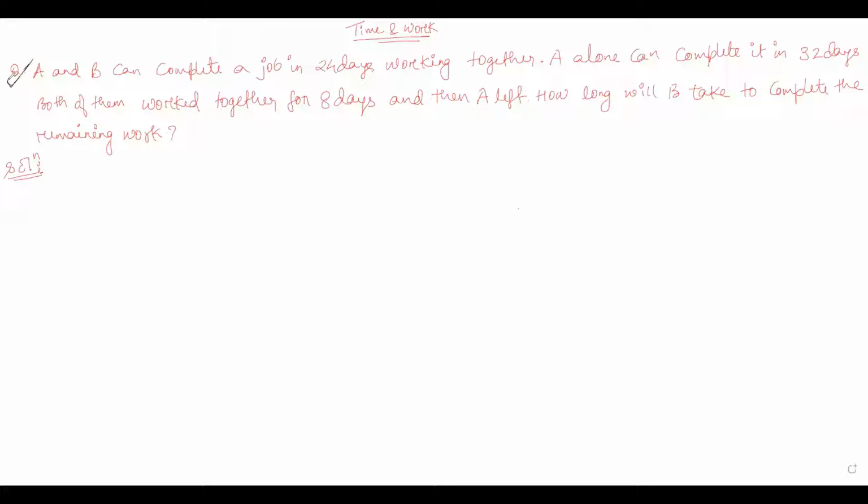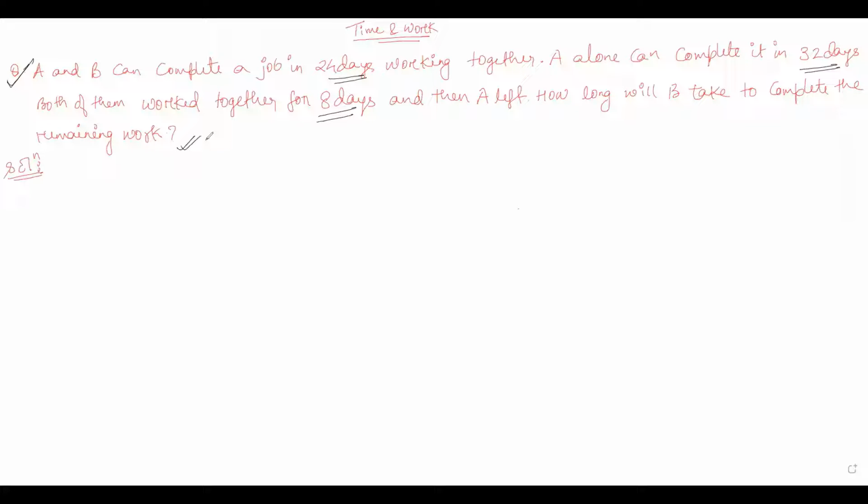Let us start with this question today. A and B can complete a job in 24 days working together. A alone can complete it in 32 days. Both of them work together for 8 days and then A left. How long will B take to complete the remaining work? Well, this question can be solved by using the unitary method and also by using the LCM method.